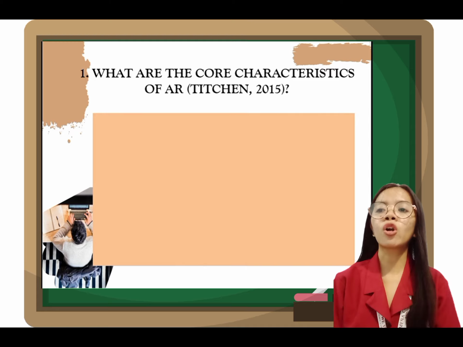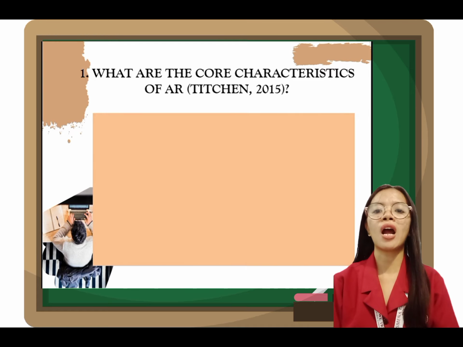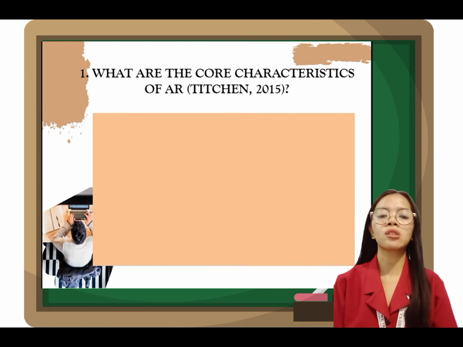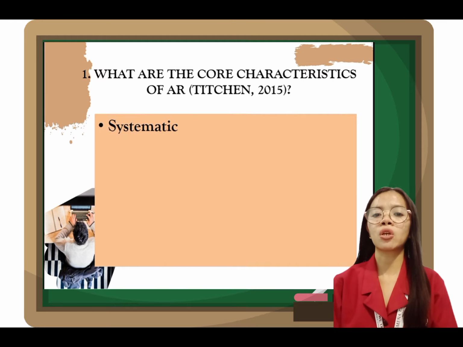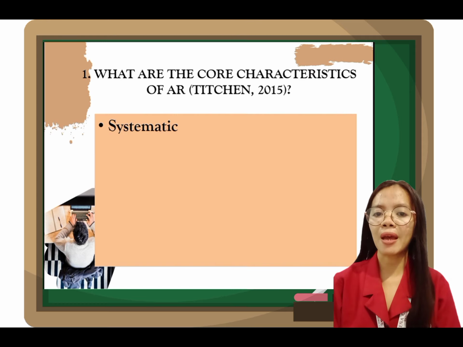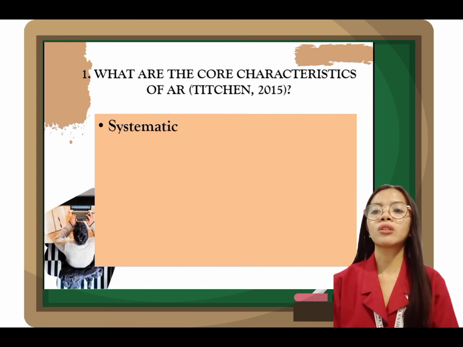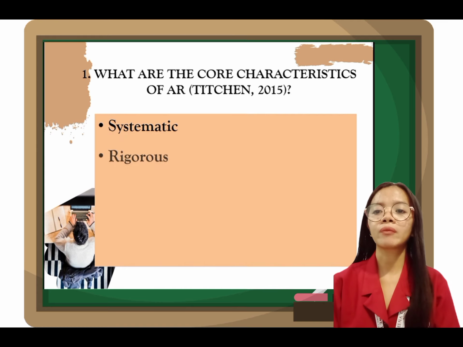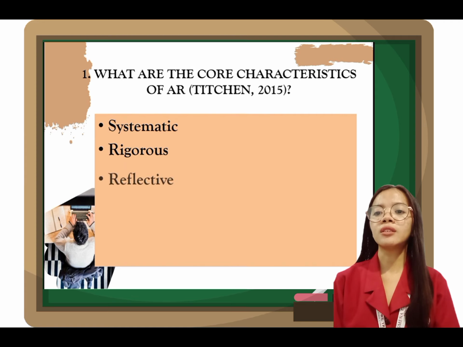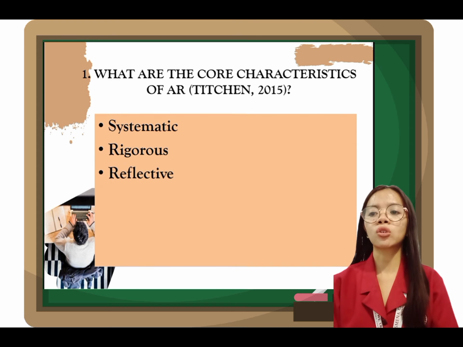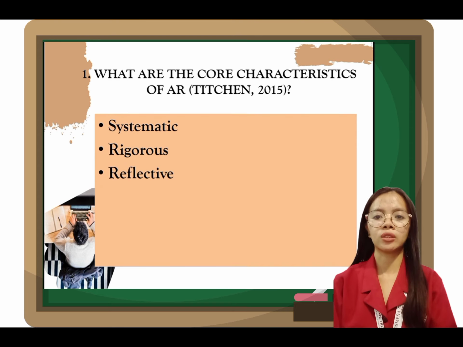Number 1, what are the core characteristics of AR or action research according to Tisher 2015? The first core characteristic of action research is systematic, because like any other form of research, it follows a system. Second, rigorous. It has rigor, meaning a strict adherence to the rules of empirical studies. Third, reflective. It follows a continuous reflection and action.